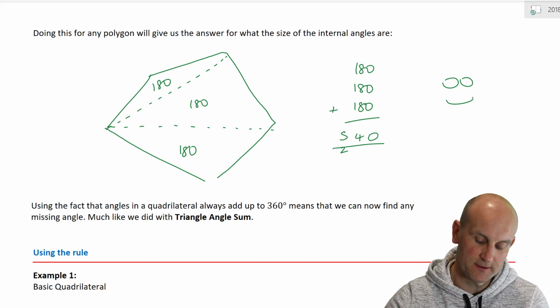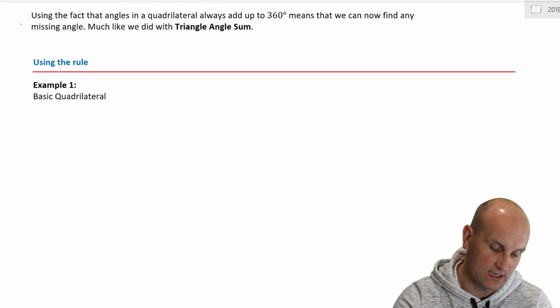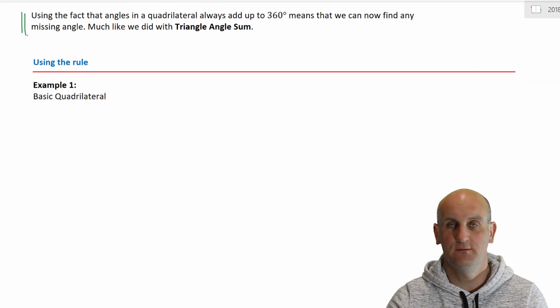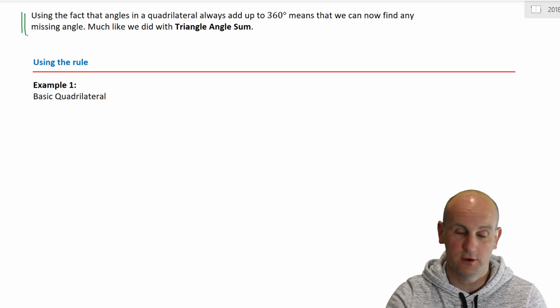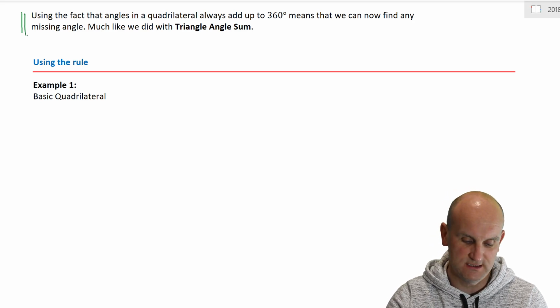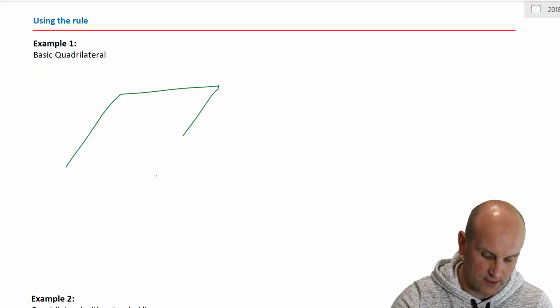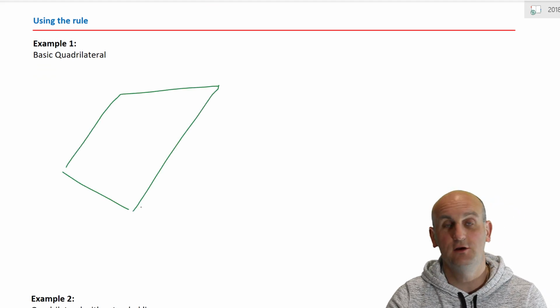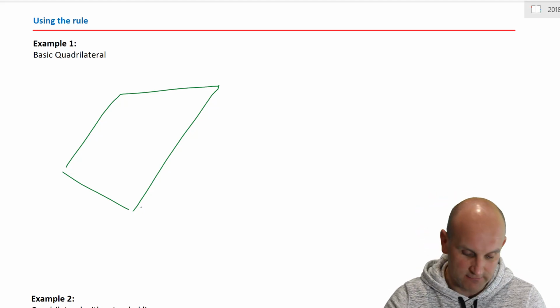But let's go back. All we need to know now, at this moment in time, is that the angles inside a quadrilateral always add up to 360 degrees. It does not matter if it's convex or non-convex, the angles will always add up to 360 degrees. Right, so here's an example, a basic quadrilateral. I'm just drawing any old quadrilateral there. Now you're going to say, oh, that's a trapezium, I've seen your previous lesson. And I'm going to go, not necessarily.